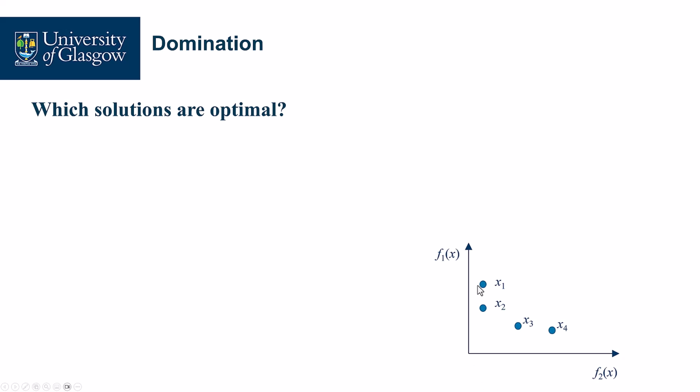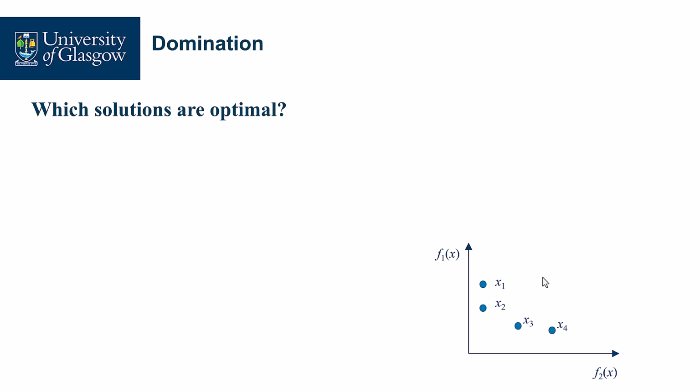We can see here that for x1 and x2, the f2 value is the same, but for f1, x1 is better than x2. And for x2, x3, and x4, in terms of the f2 value, going this way it becomes better. But for the f1 value, if we go this way, it becomes worse. So let's see how to rank these 4 solutions by the domination concept.